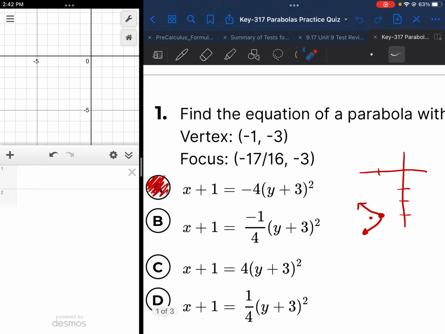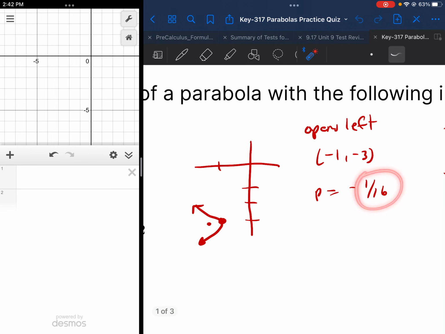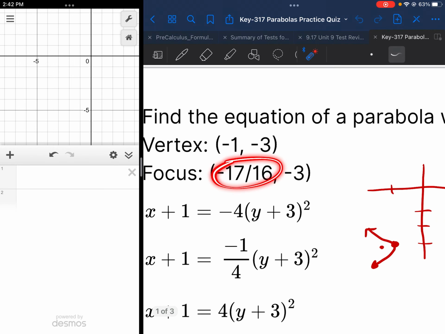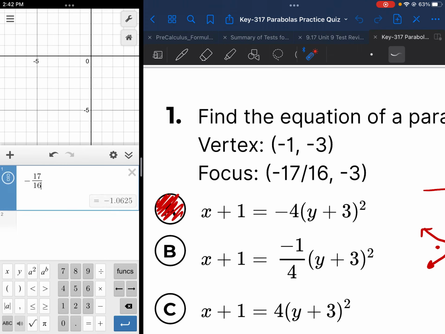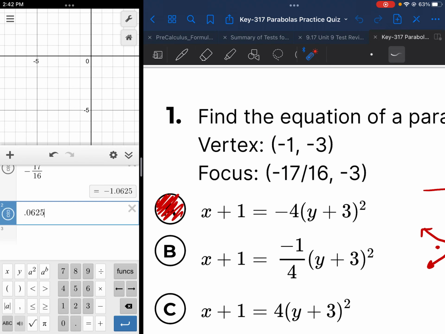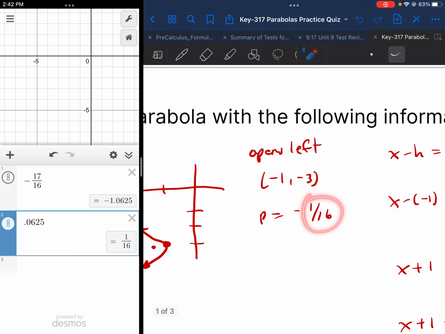It's pretty easy to find that distance here because they have the same y value, so we're really just looking at the distance between the x values. From -1 to -17/16, that distance is 1/16. One thing you can do is change this to a decimal. -17/16 is -1.0625. Between -1 and -1.0625, the distance is 0.0625, and 0.0625 as a fraction is 1/16. So that's one way we can see us getting the 1/16.